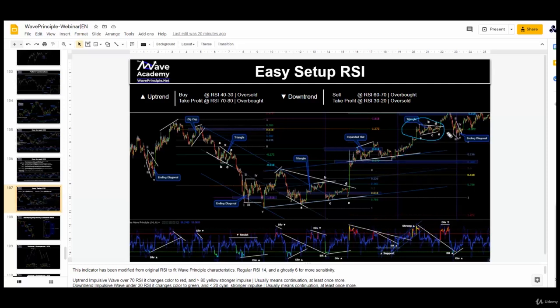Then I see a triangle. I know triangles are preterminals, and I have to see another diagonal at the upside, and I see this with a divergence here. So that's when I stop my purchase and maybe consider opening a short, but that depends. So you usually follow the wave, just watching how the RSI is going to give you these signals along the way.